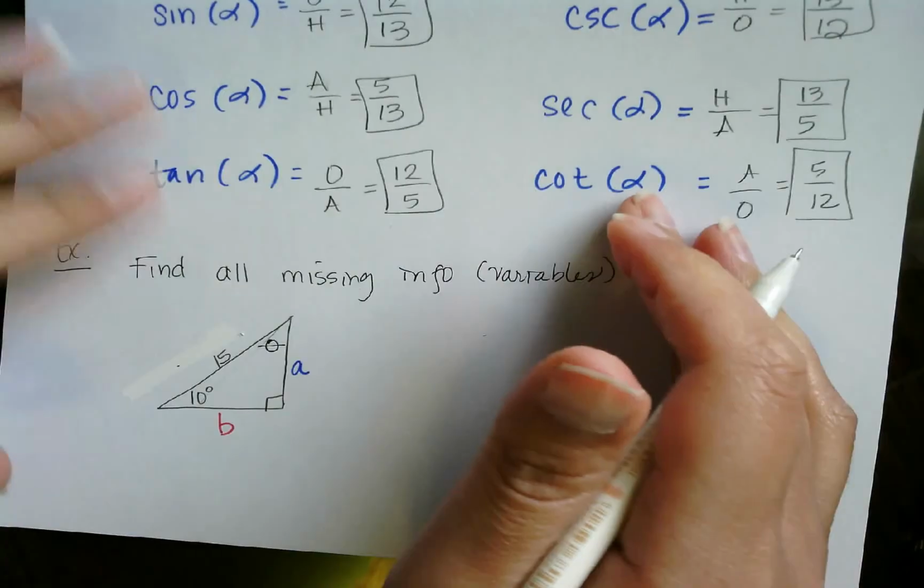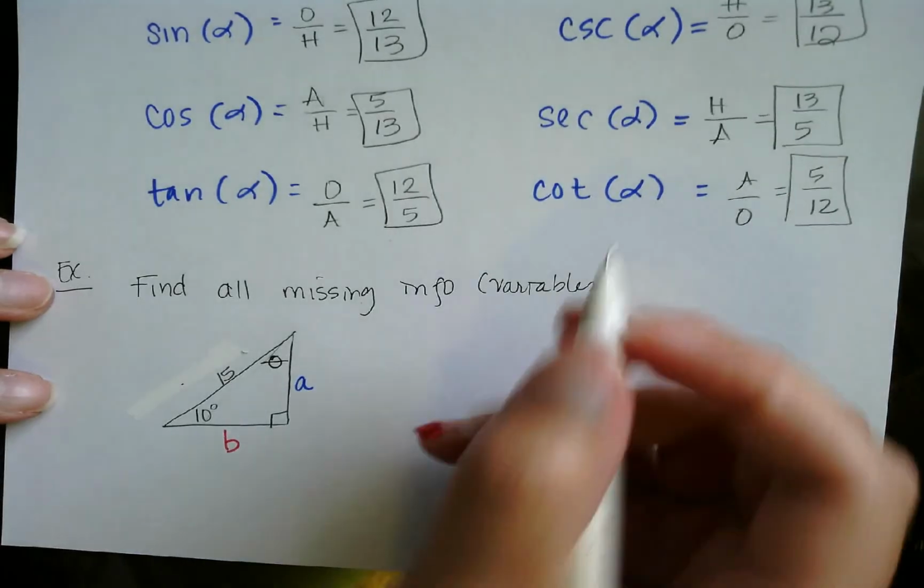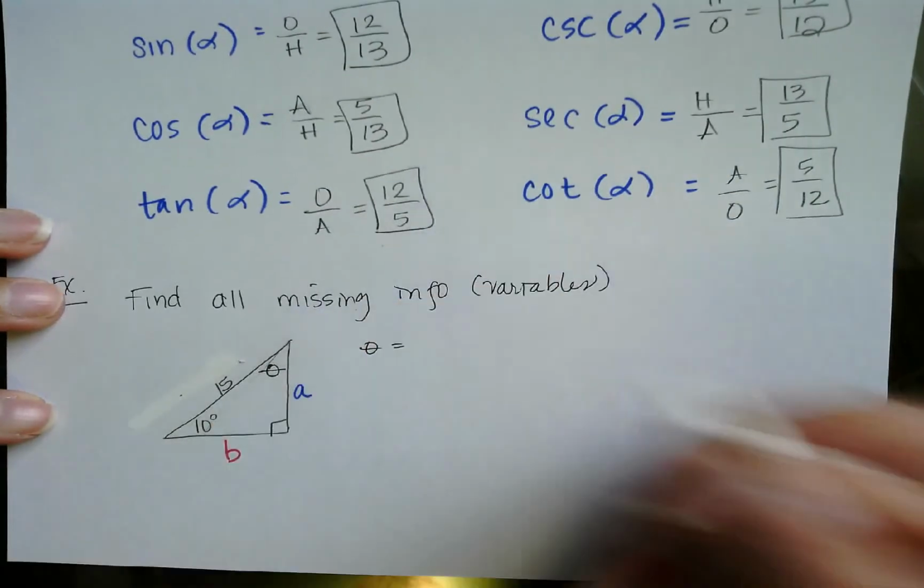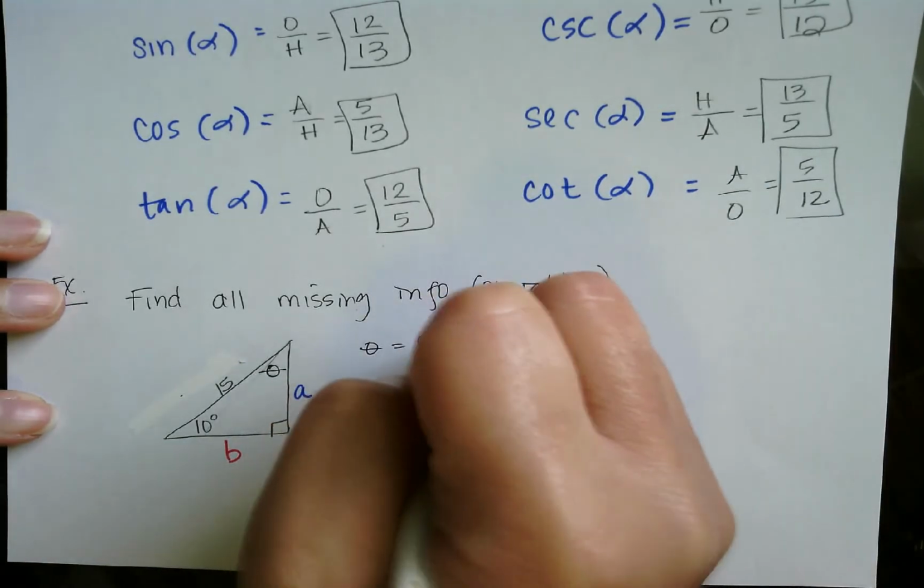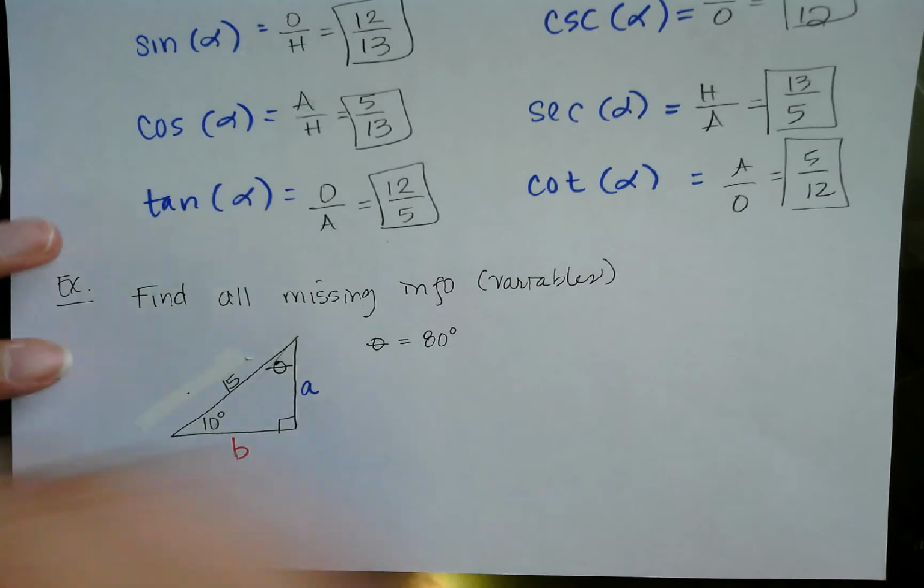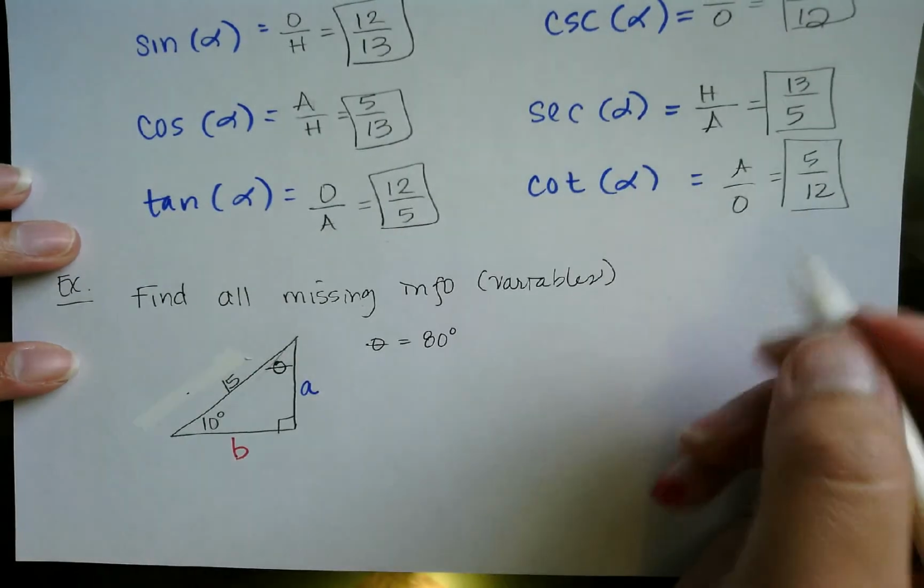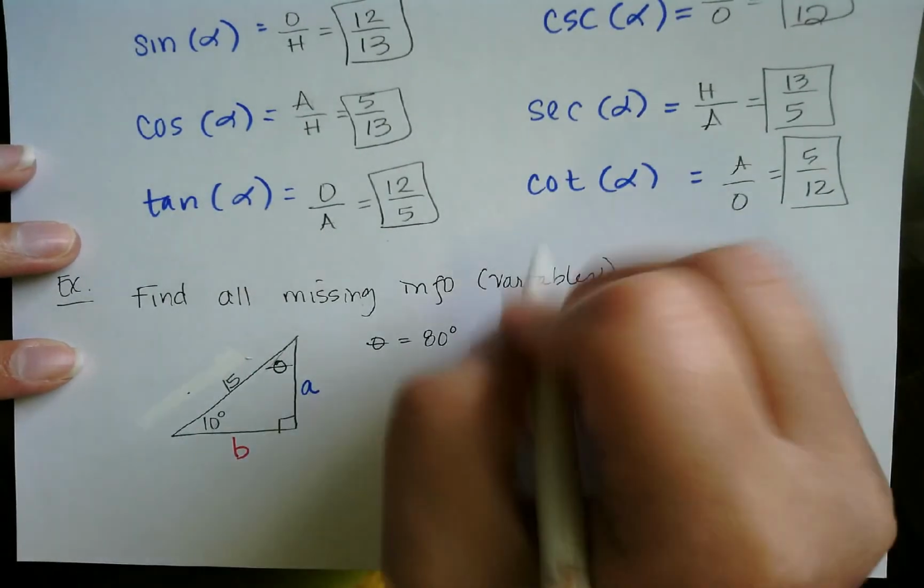Okay, that's probably the easiest one to find. The fact that I just gave you. Okay, theta equals, what does theta equal? Yes, 80 degrees. How, Sam? Who said that out loud and didn't explain? Because the angles in our right triangle should add up to 180.